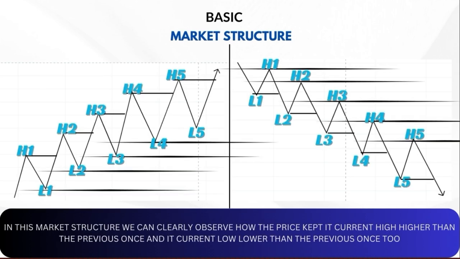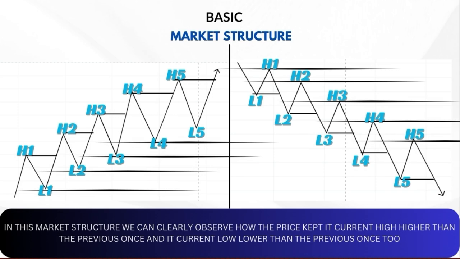And if you look right here in detail, you can see that in this market structure, we can clearly observe how the price keeps its current high higher than the previous ones, and its current low lower than the previous one. So if you look at this point right here, the L1 represents low 1. We have L2, low 2, low 3, low 4, and low 5. So if you look at the sequence, you can see how this price never invalidates any of the lows or tries to move below the previous low.